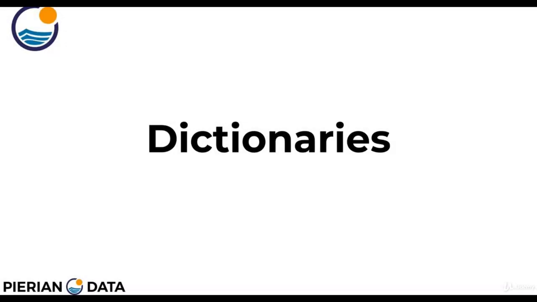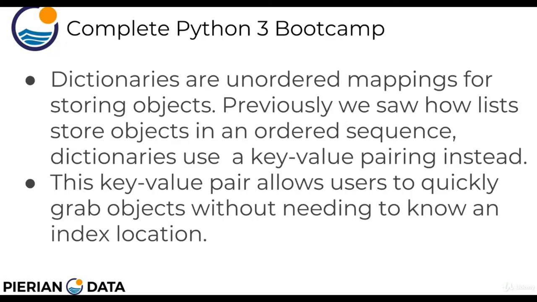Welcome back, everybody. Now it's time to talk about dictionaries. Dictionaries are unordered mappings for storing objects. Previously, we saw how to store objects in an ordered sequence using a list. But now, dictionaries will allow us to store objects using what's known as a key-value pairing instead.